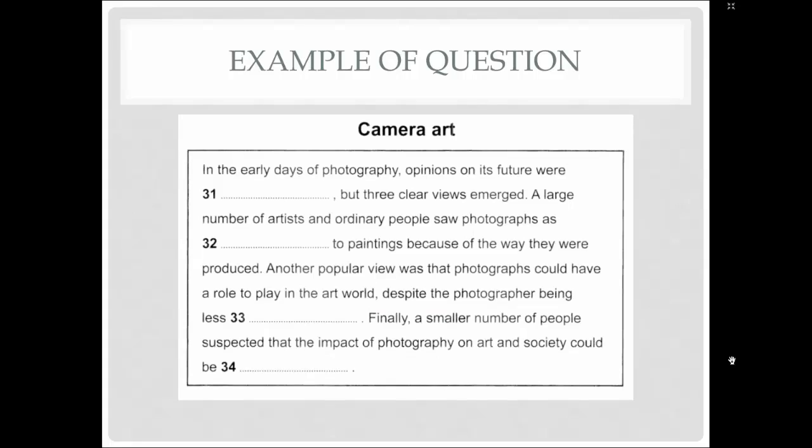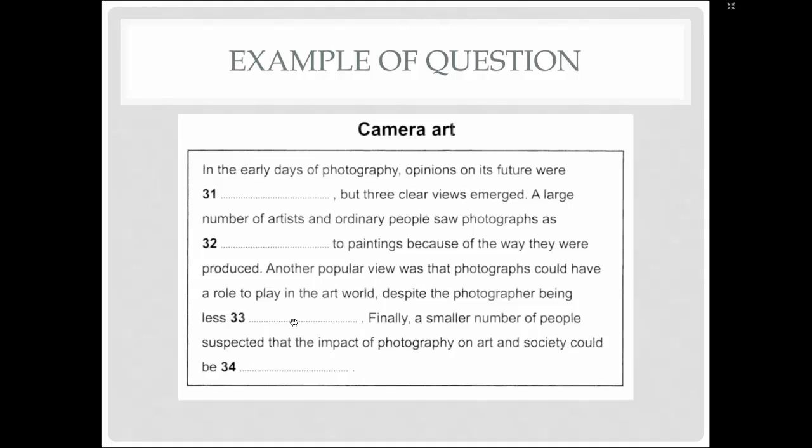This is an example of what a summary question looks like. Like I told you, there are two forms of the summary question. One form has words in a box that you can choose from, and the first form here is just fill in the blank, without words in the box. But like I told you, number 33 might come before number 31. We don't know, and that's what makes it a challenge.